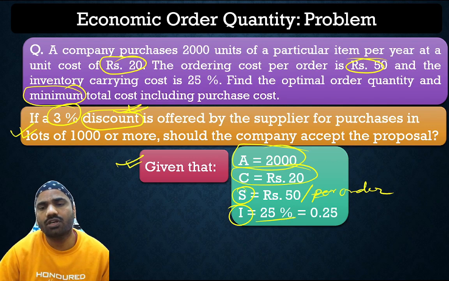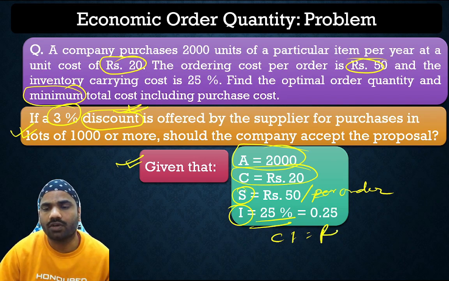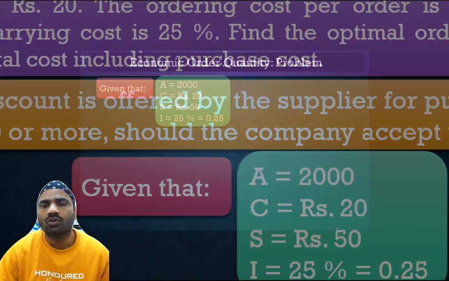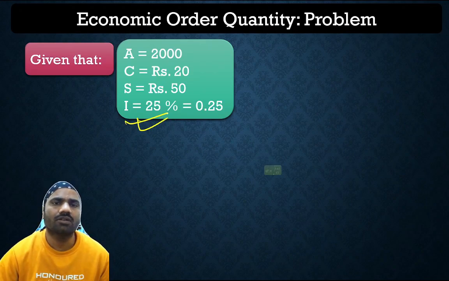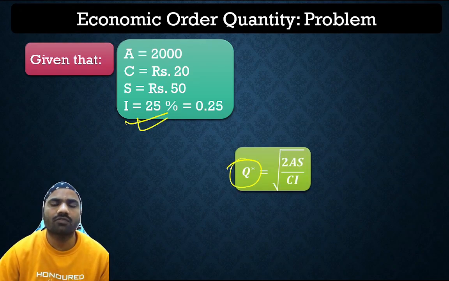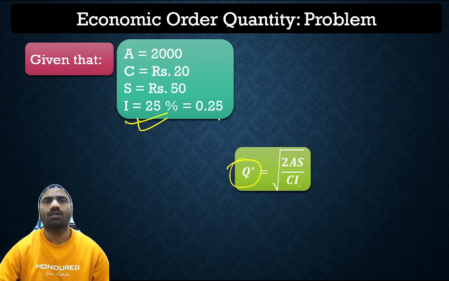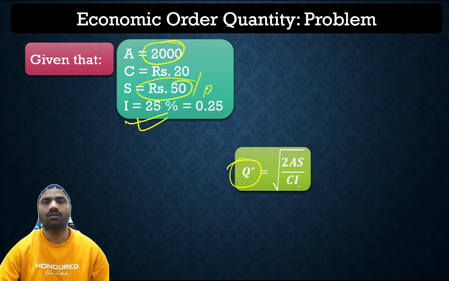Inventory carrying cost is 25% of the unit cost, so CI will be 25% of 20, and that will be rupees 5. So we have some parameters given. We will find the EOQ, and we can calculate EOQ as the square root of 2AS by CI. A is 2000, S is rupees 50 per order.